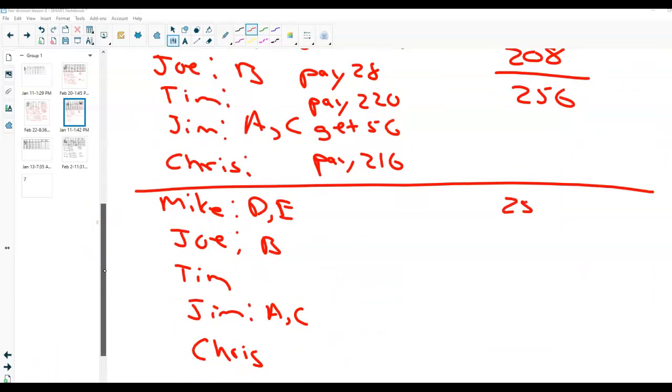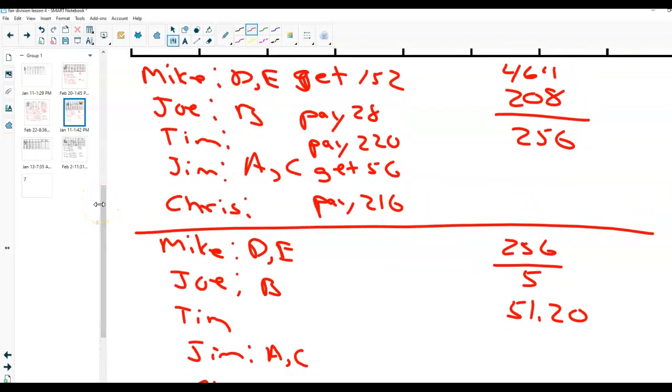So, 256 divided by 5, that means everyone's getting $51.20. I'm going to do Joe last here. Mike, we just add that to the amount he's getting already. So Mike gets $203 and 20 cents. Let's skip Joe for now. Tim gets a reduction in his payment. 220 minus 51.20 is 168.80. He's paying $168.80.